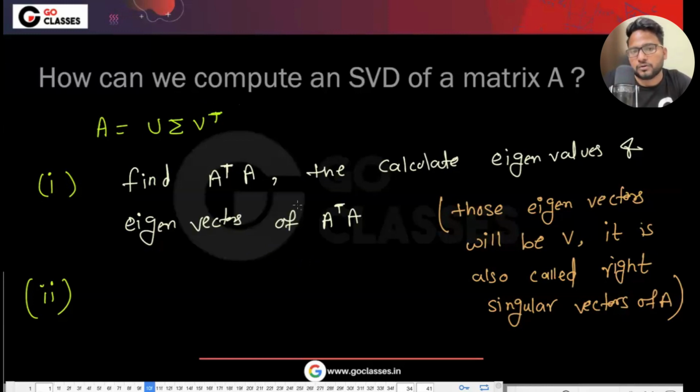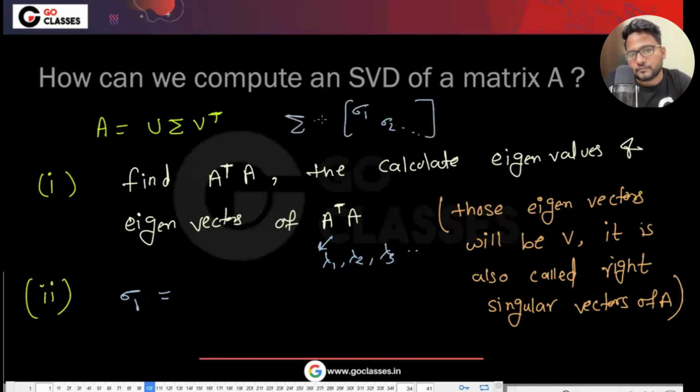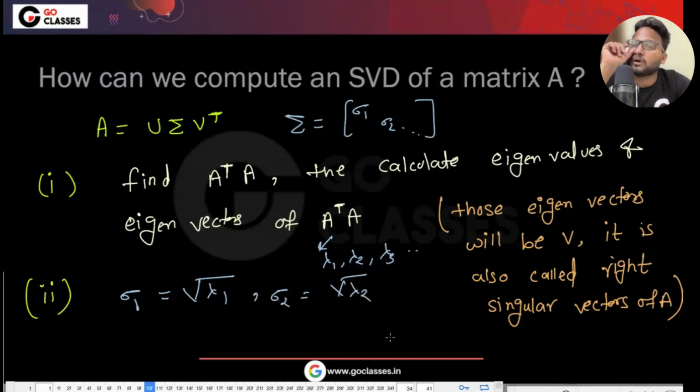So these eigenvalues are lambda 1, lambda 2, lambda 3, and so on. So what is sigma 1, by the way? This is sigma, with sigma 1, sigma 2 like this, right? Sigma 1 is the square root of lambda 1, isn't it? Similarly, sigma 2 is the square root of lambda 2. Like this, you can calculate the singular values. You have got your right singular vectors, and you have got your singular values.